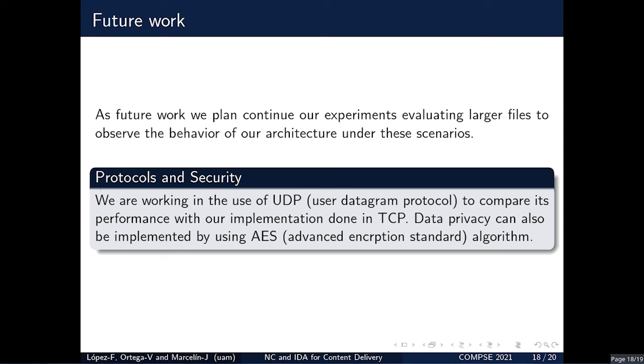Future work. As future work, we plan on continuing our experiments, evaluating larger files to observe the behavior of our architecture under this scenario. Protocols and security. We are working on the use of the user datagram protocol to compare its performance with our implementation done in TCP. Data privacy can also be implemented by using the advanced encryption standard algorithm.